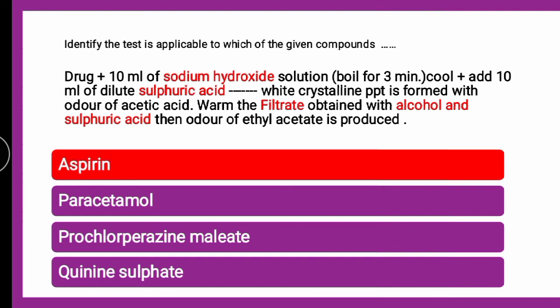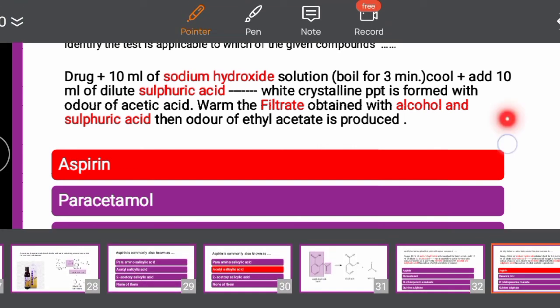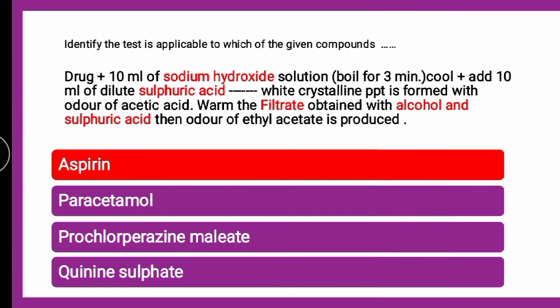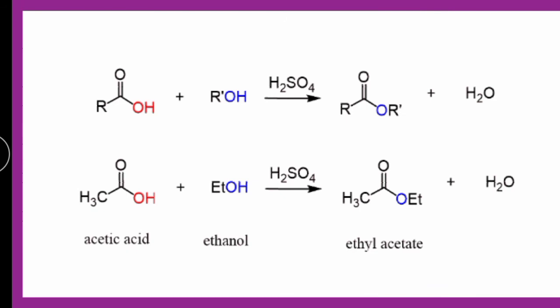again, because you have seen this reaction: acid and alcohol in the presence of H2SO4 forms the ester. So this is the esterification reaction, which we have studied earlier also in your 11-12 standard. So aspirin gives the test positive, that it produces an ester, so the odor of ethyl acetate is produced.